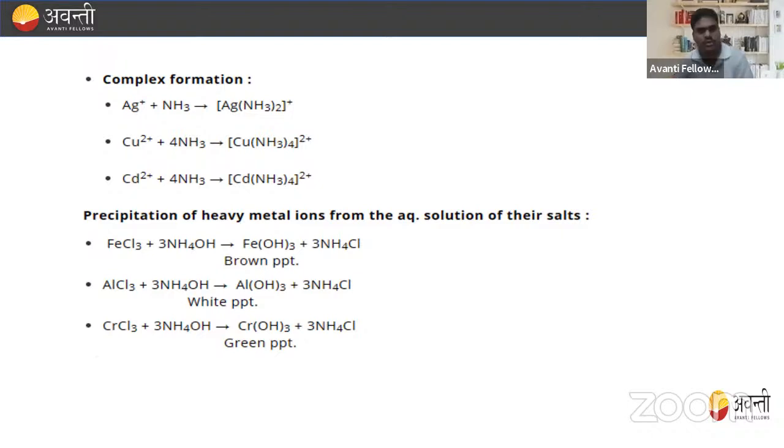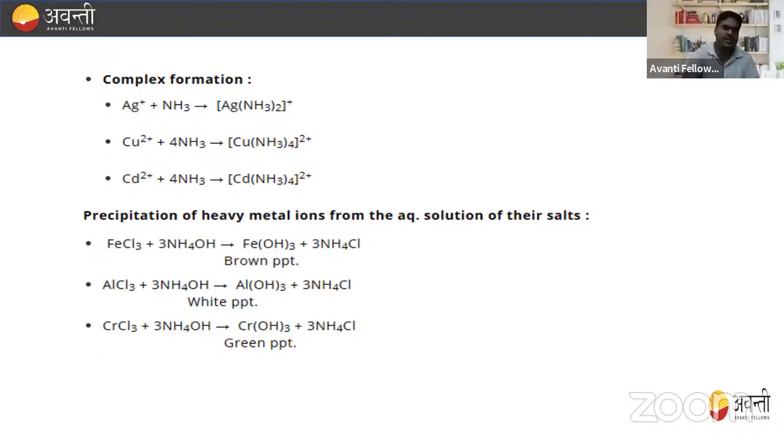Okay, let's go. So now we study complex formation. That is what happens when ammonia is treated like this, right? So complex formation: when Ag+ is treated with NH3, it will form [Ag(NH3)2]+. Similarly, when copper is treated with NH3, it will form the copper ammonia complex, right? Similarly, with Cd, it will form the cadmium ammonia complex. So basically, ammonia will undergo complex formation.